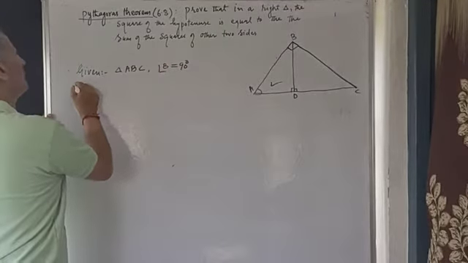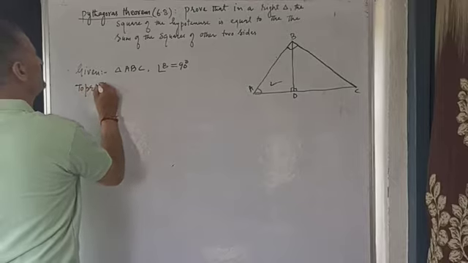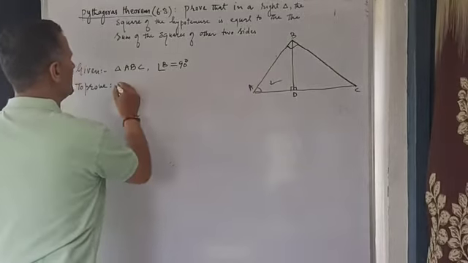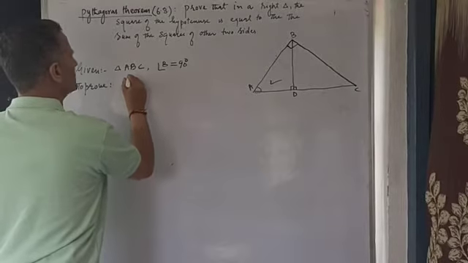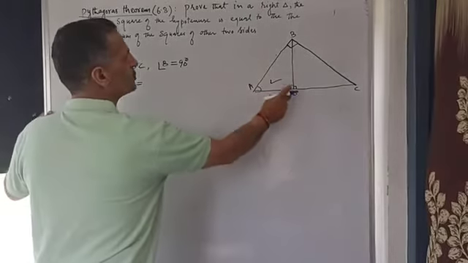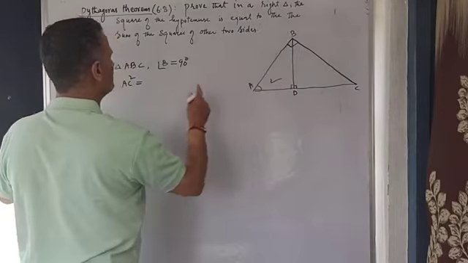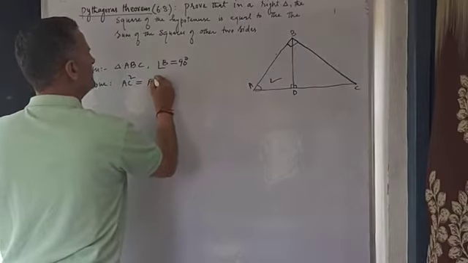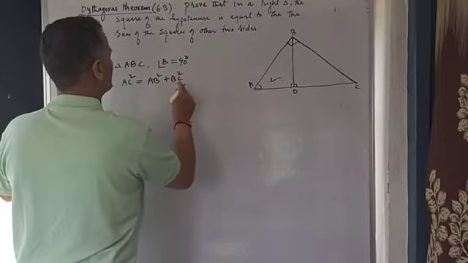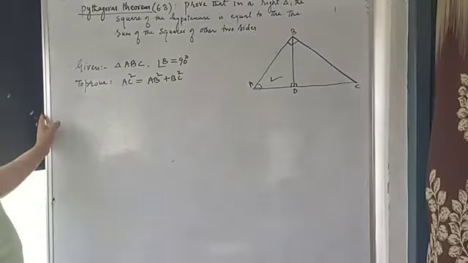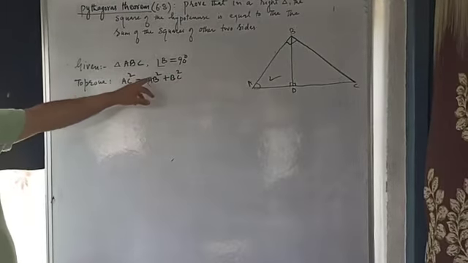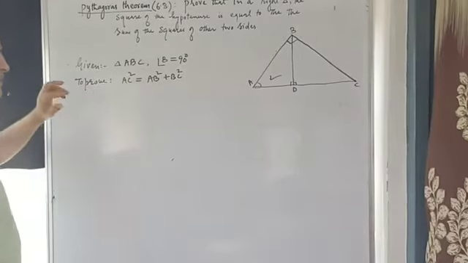So what to prove? To prove the square of the hypotenuse. AC is the hypotenuse. Its square, AC square, is equal to the sum of the squares of the other two sides. That means it is equal to AB square plus BC square. So this condition we have to prove. So in a right triangle, the square of the hypotenuse is equal to base square plus perpendicular square.